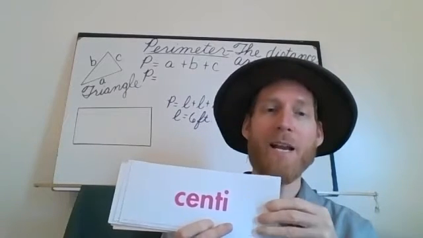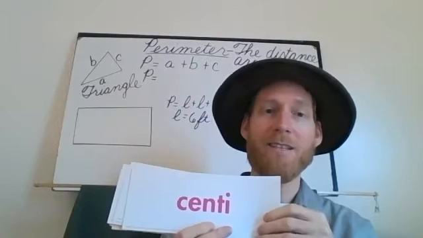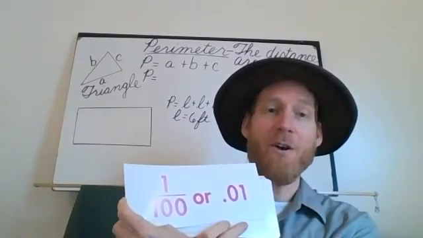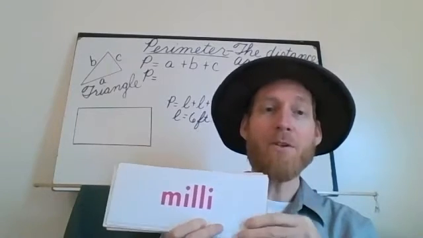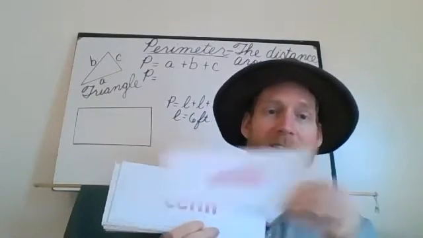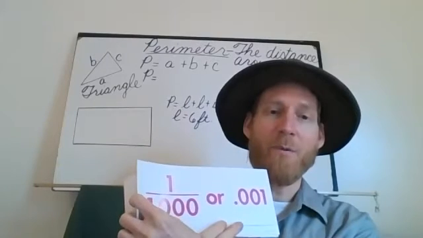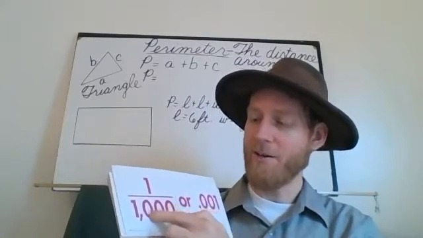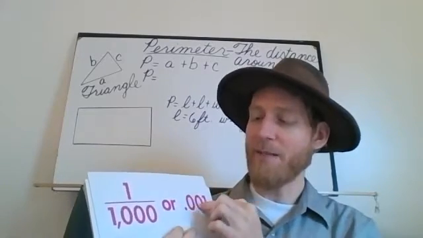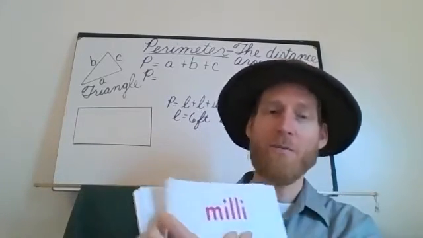1/100th. How would you write 1/100th? Yes, 0.01. 1/1000th. How would you write 1/1000th? Yes, 0.001. However many zeros there are is how many places past the decimal you would write it.